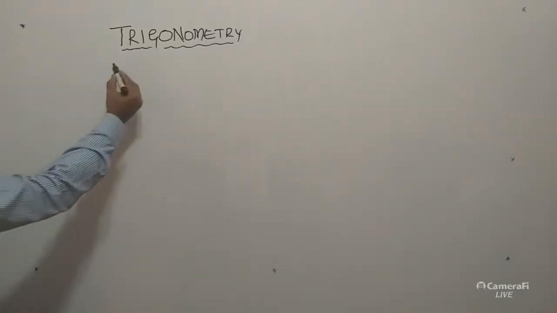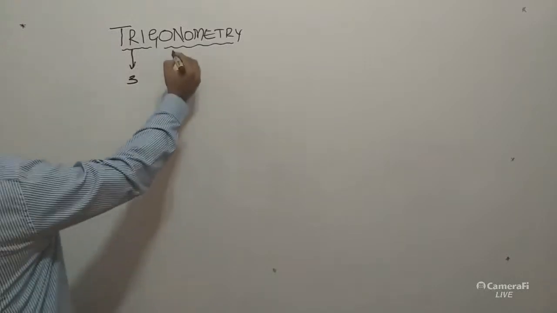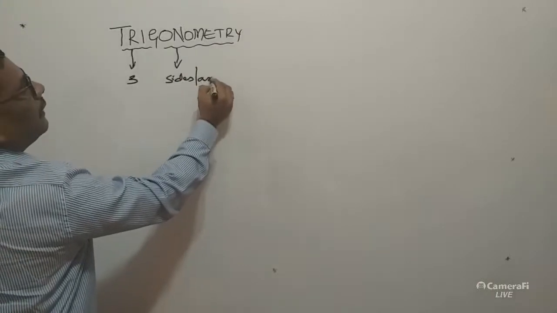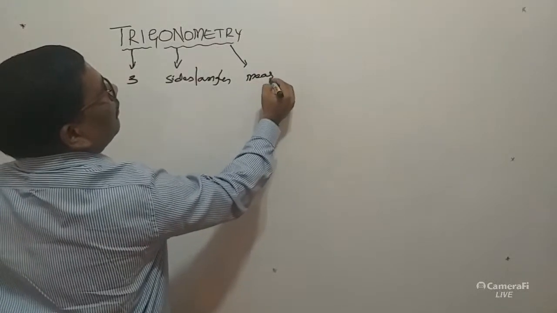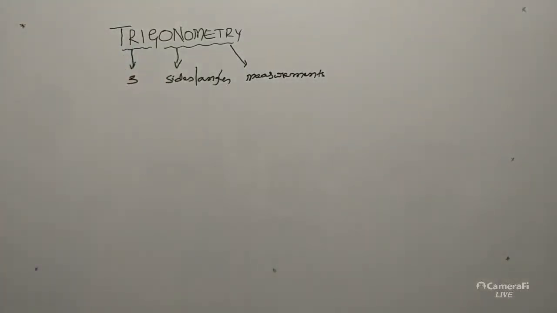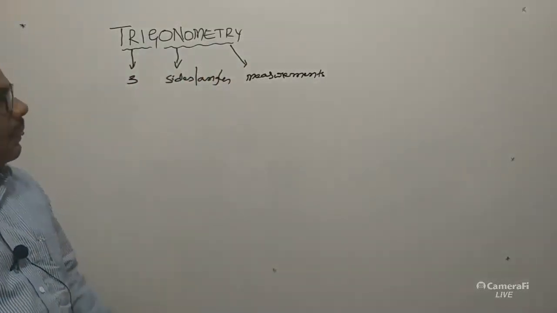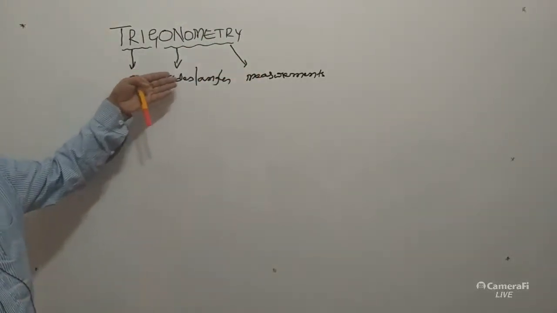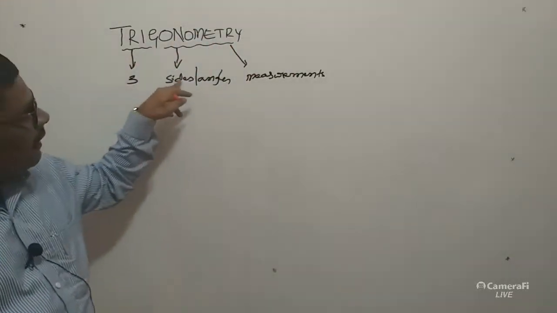Here is trigonometry, very clear. It shows that the meaning of tri is 3, and gono means sides or angles. Metry means measurement. Very clearly it shows that it is the measurement of three sides or angles. Trigonometry gives the meaning of three sides or angles and their measurements.